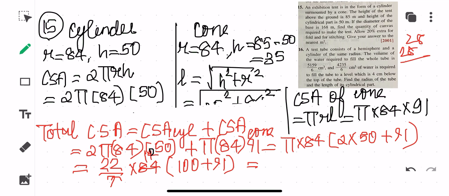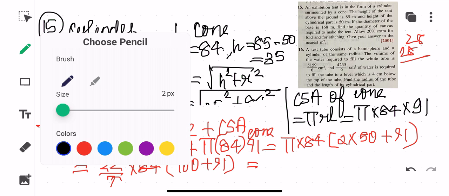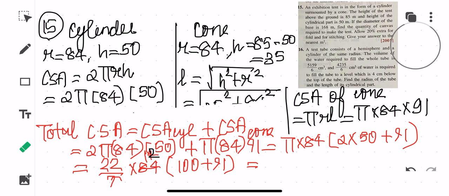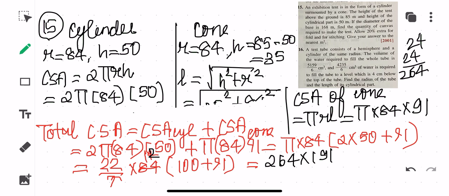This is not 14, children, this is 12. So 12 means we'll be getting 22 into 12. So this is going to be 24 and 24, so this is coming out to be 264. So this is 264 into 191. So I'll just use the calculator to find this, children, so that we save time. Of course, you have to take all these things into consideration, children, because you need to be very, very fast in your solving skills.